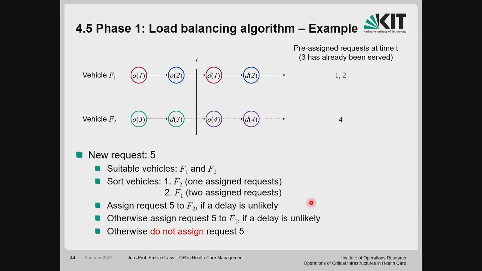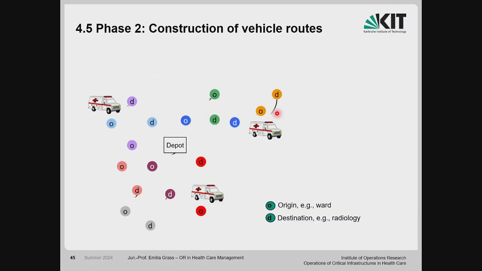Okay, so what we would like to do is to have this kind of load balancing, to be fair, because it wouldn't be fair if we also would assign request 5 to the first vehicle. It already has 2 patients on board, and saying to them, please pick up another patient would be unfair, because currently F2 is empty. It can also take a second patient. So this is only a concern of load balancing.